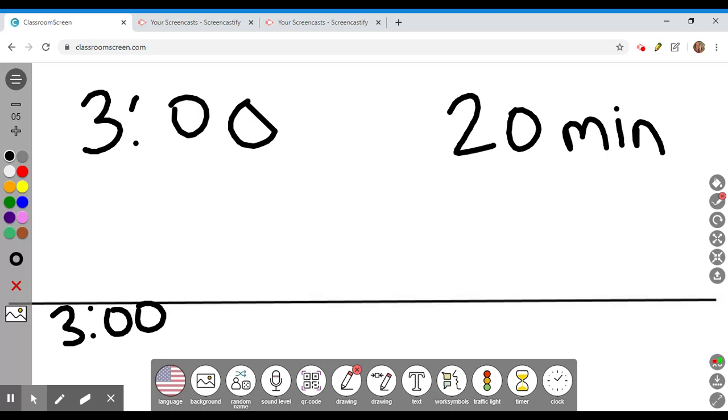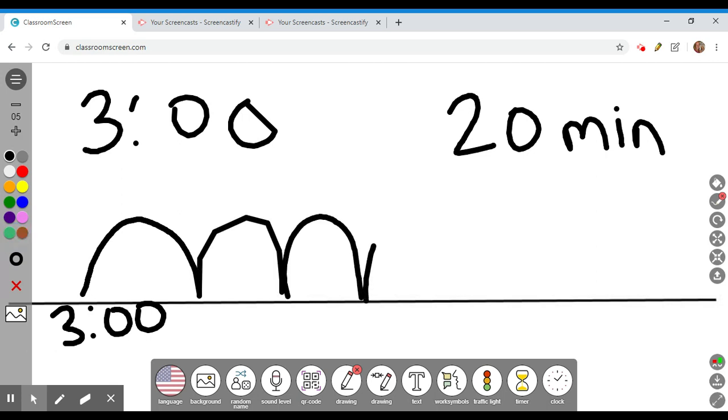I'm going to start at 3 o'clock, and I'm going to go ahead and move 20 minutes, counting 5 minutes at a time. So I'm going to count 5, 10, 15, and 20. So you can see I moved a total of 20 minutes, and each point on the number line represents a time on the clock. So this point right here, that first black point would be 3 o'clock.